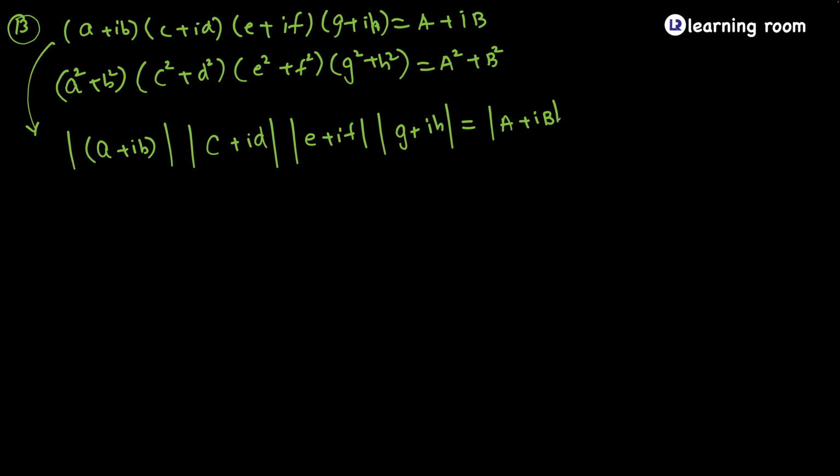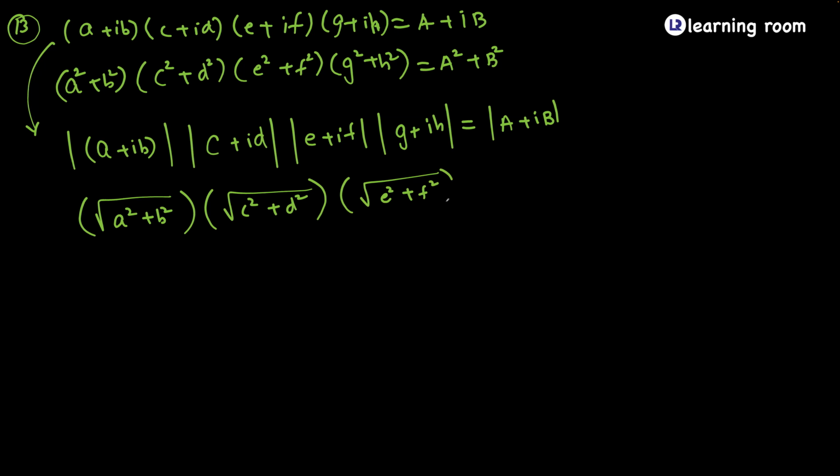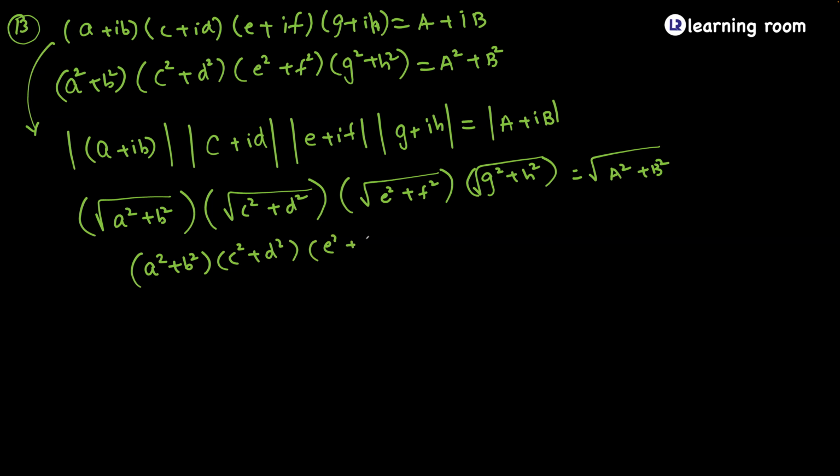Mod of a + ib will be the square root of a² + b², then the square root of c² + d², the square root of e² + f², and the square root of g² + h², and on the right side the square root of A² + B². So when you square both sides, you get the expected result: (a² + b²)(c² + d²)(e² + f²)(g² + h²) = A² + B². That's it.